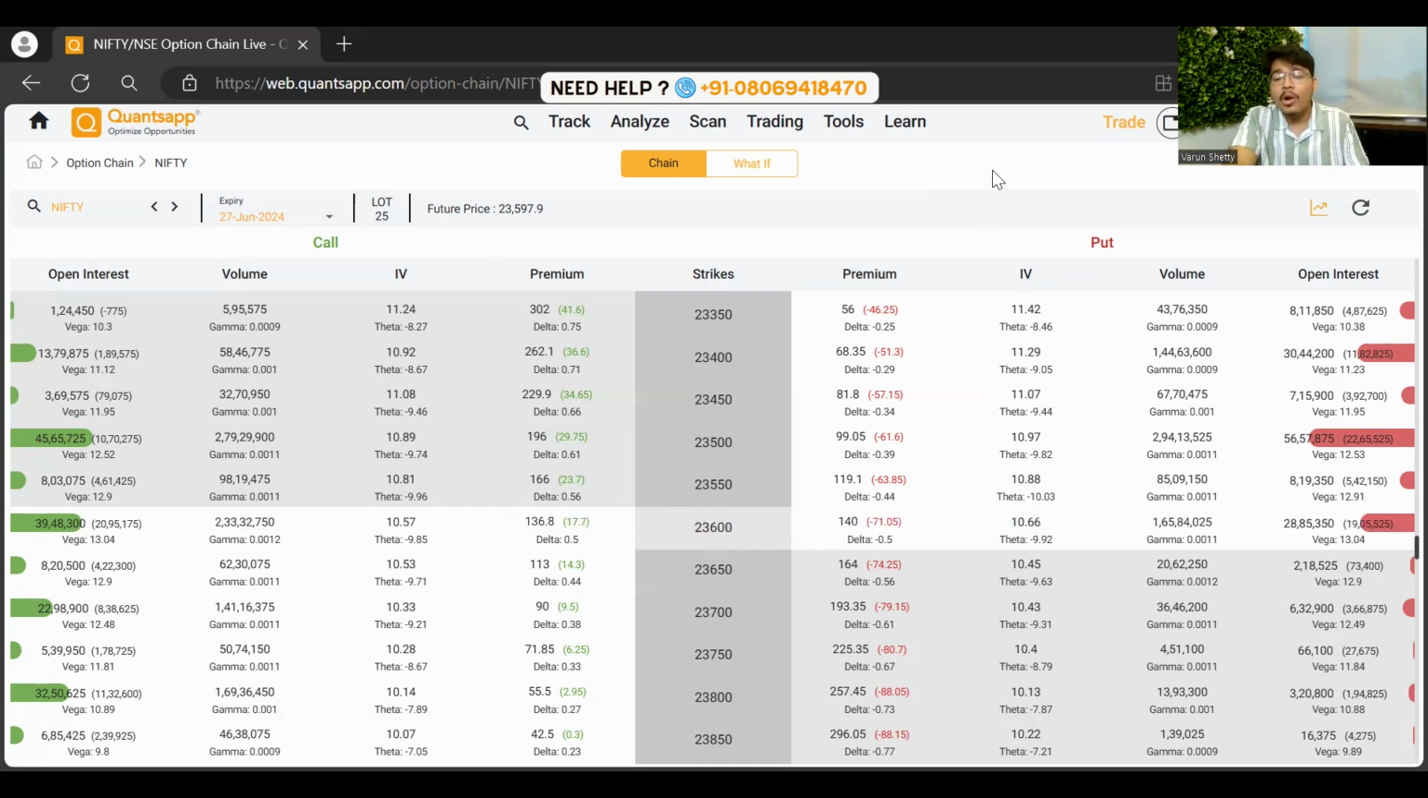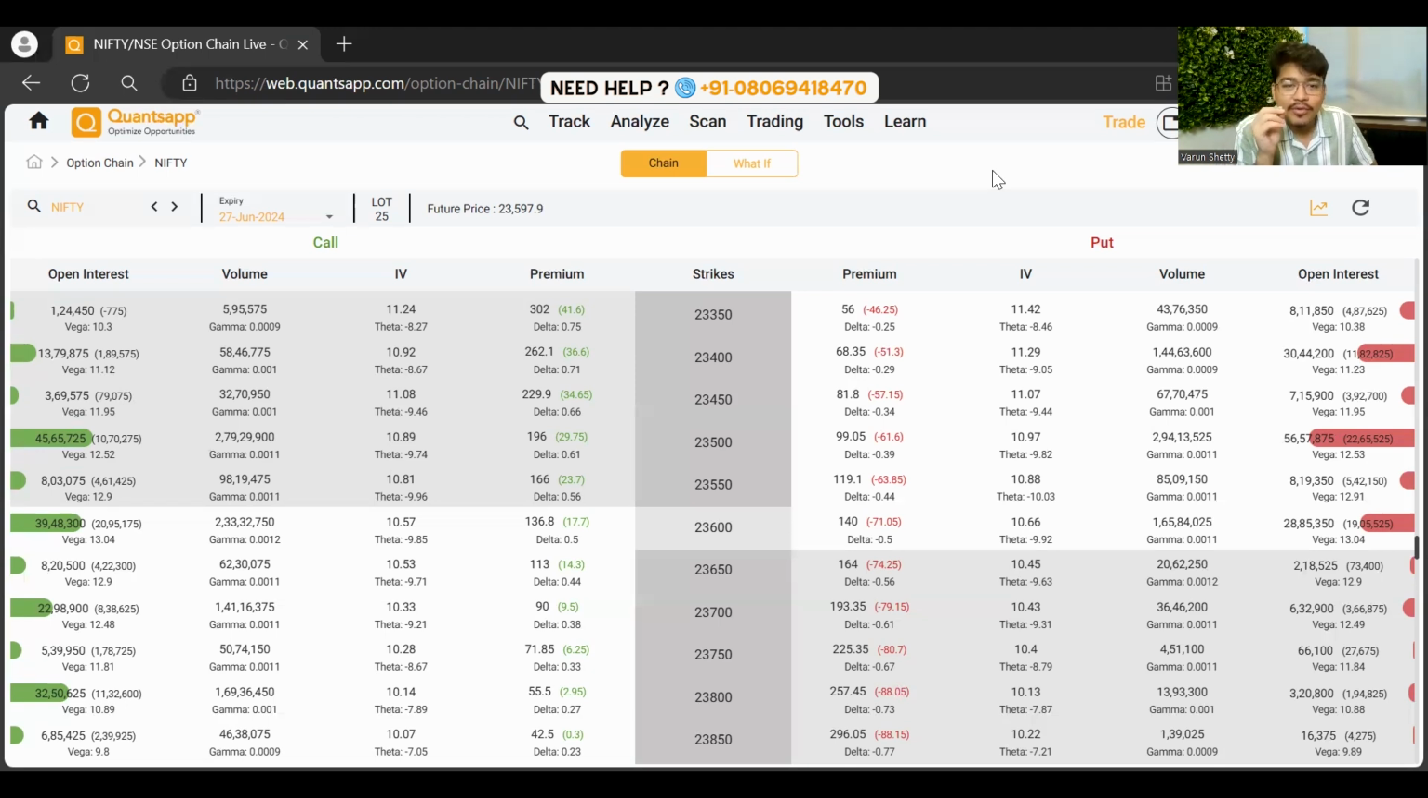Okay. Now, unlike open interest, volume is slightly different. Volume can never be negative. Volume just showcases the number of trades that have occurred. Volume keeps on increasing. Even if people square off their position, volume increases. Even if people create new positions, volume increases. So volume can never decrease.